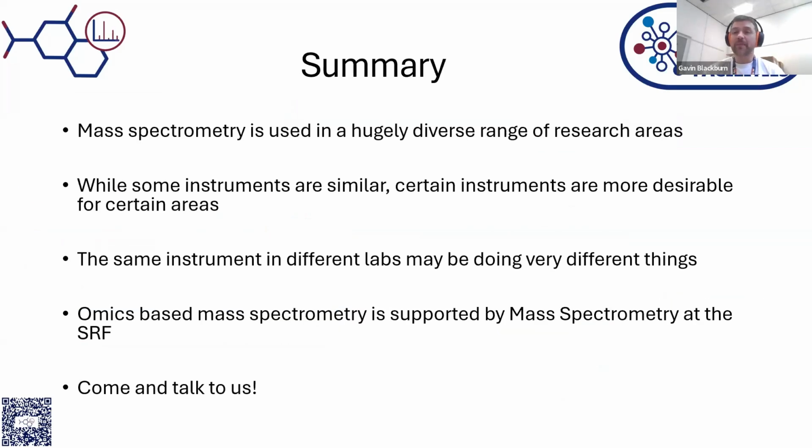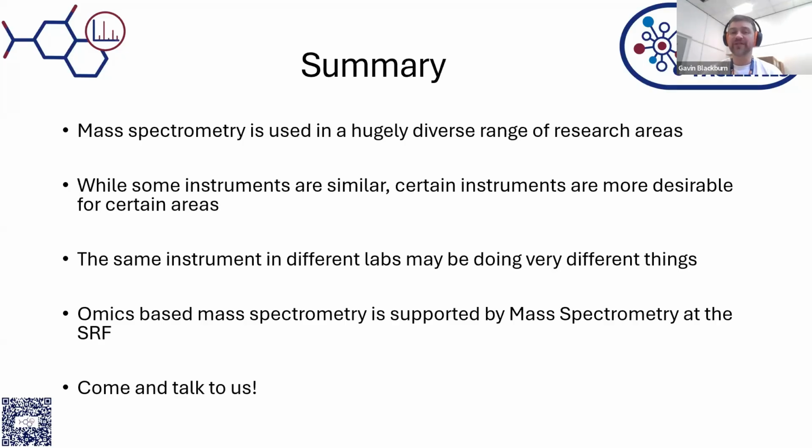So in summary, mass spectrometry is used in a hugely diverse range of research areas. As I mentioned, you'll find mass spectrometers all over the place, but the way those mass spectrometers are used is really, really important. And the expertise of the people using those mass spectrometers can really define what you are able to do with them. While some of those instruments are similar, in fact, you can find the exact same instrument from the exact same vendor in two different labs doing two completely different things, you'll find that certain instrument types are more desirable for certain areas. And if we're lucky, like we are here, we can actually make those decisions ourselves. And we can say, no, these are the instruments that we need to be able to run these samples.